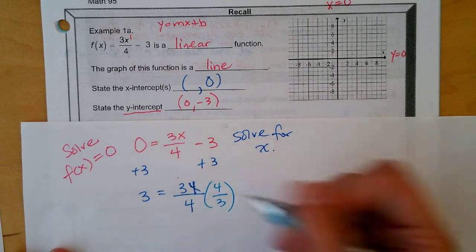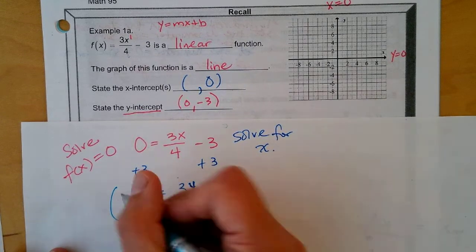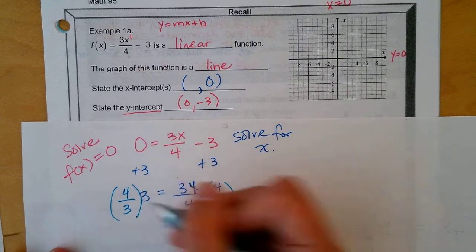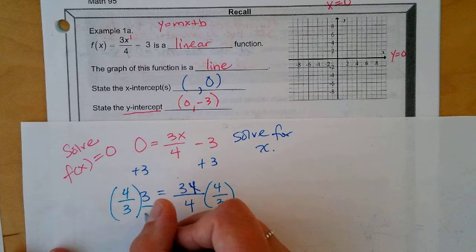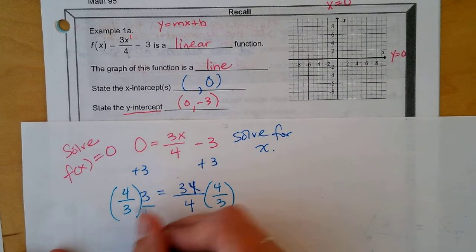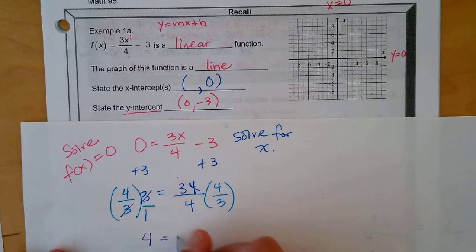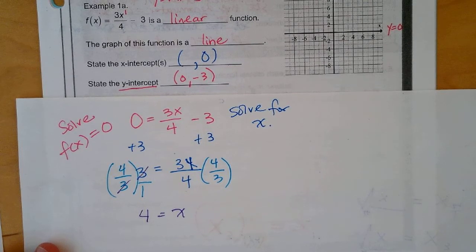Because that would be the reciprocal, right? If I'm going to divide by the fraction 3/4, I'm going to multiply by 4/3 to do it in one step. What's the denominator on the 3? Right, we're going to make it into a fraction. So 3, can I cross cancel? 4 equals x. Yeah? Is that what you guys got? Any questions about how I solved that?